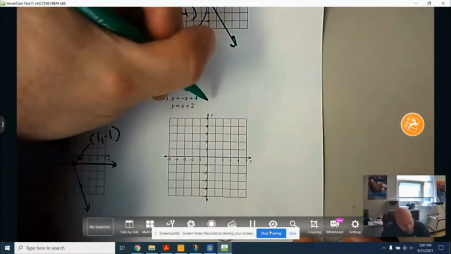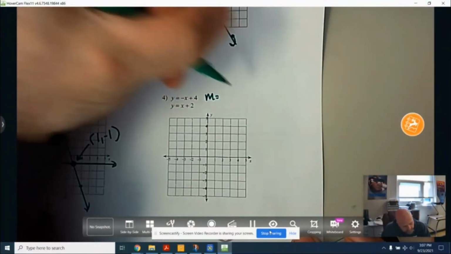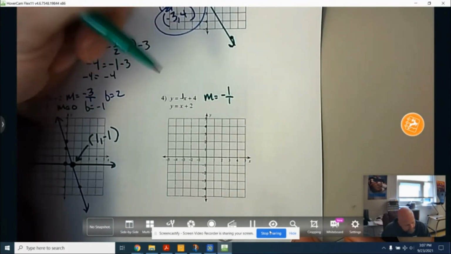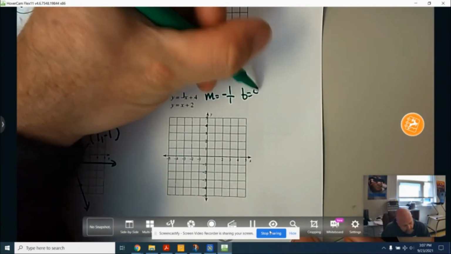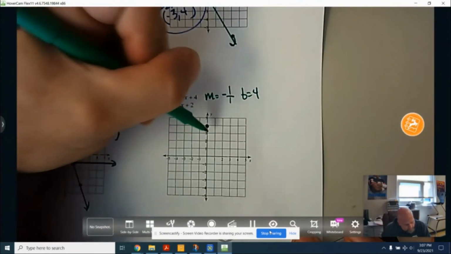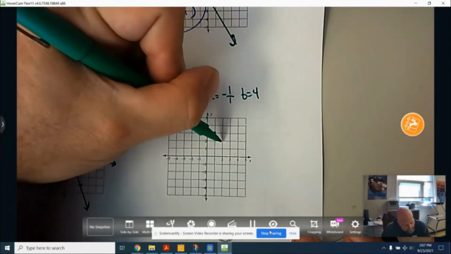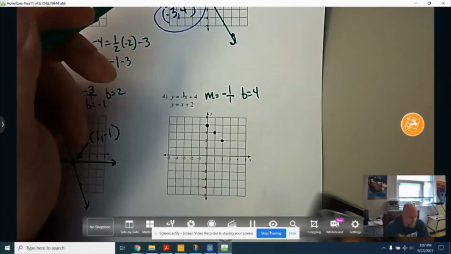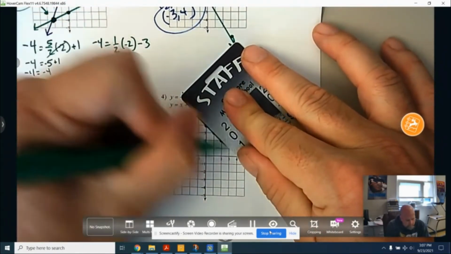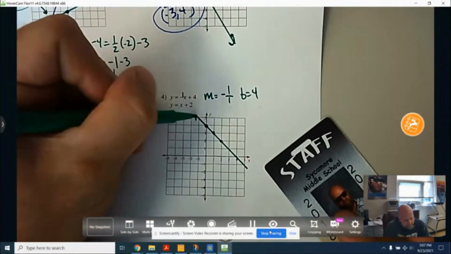Okay, number 4, m is going to be -1/1, because that's like a -1x. My b is 4. So start at 4, and I'm going to go down 1 to the right 1, down 1 to the right 1, and repeat. And then use your straight edge to connect. There's the first line.